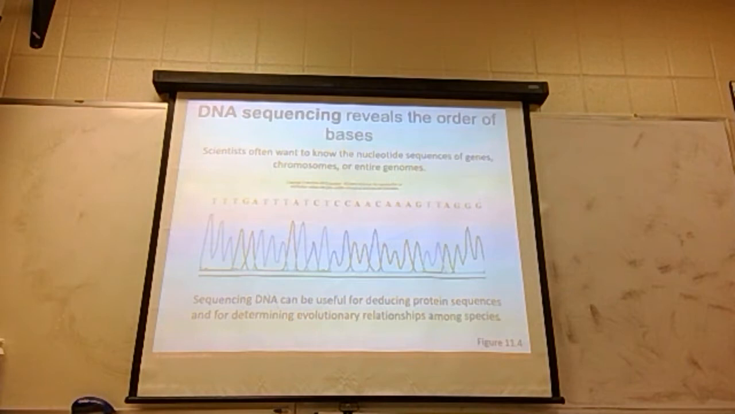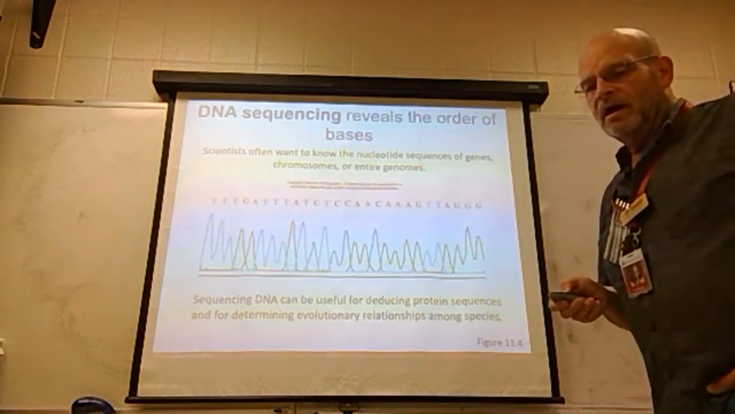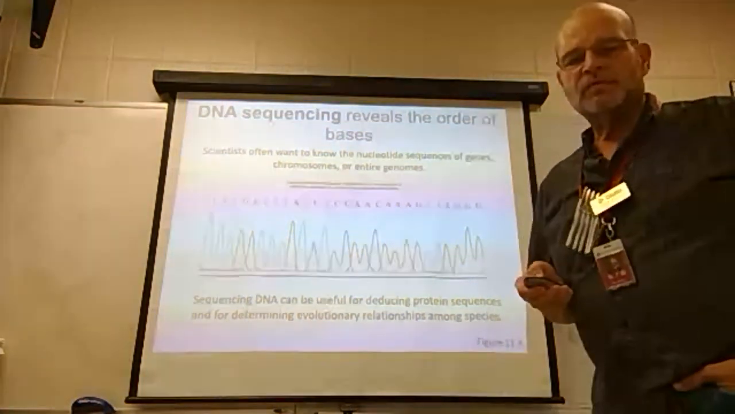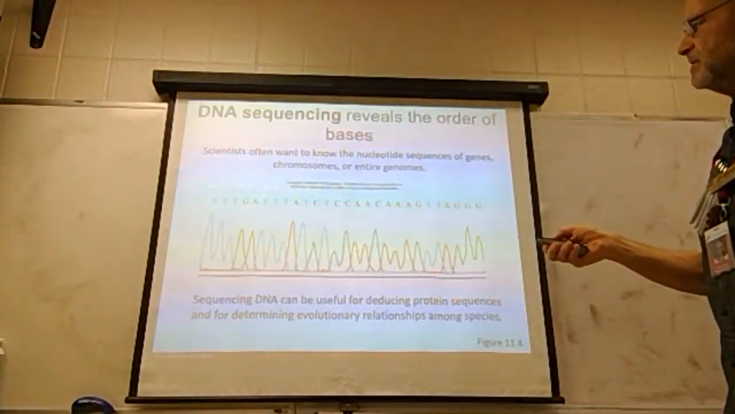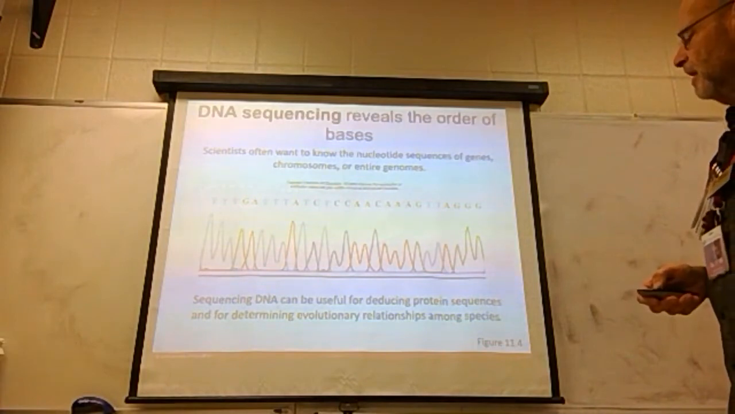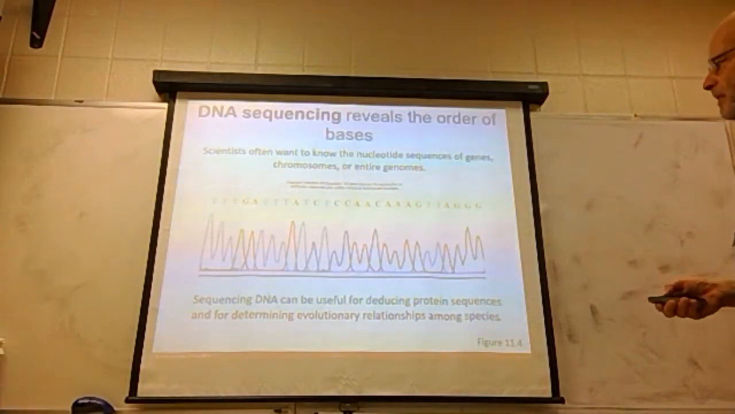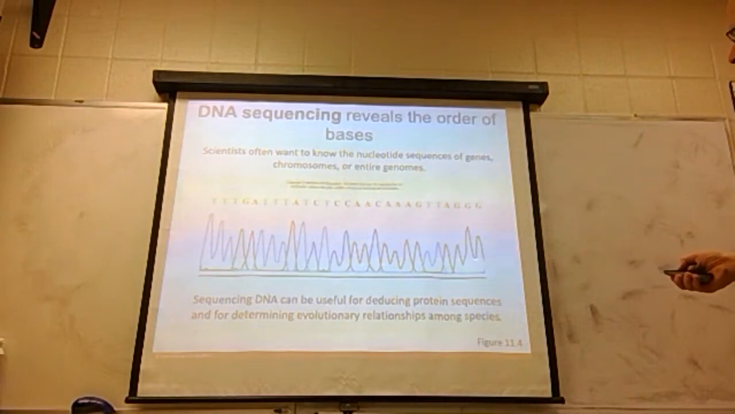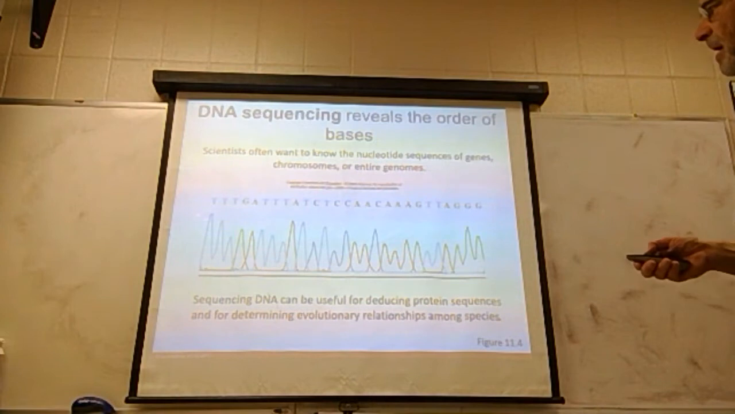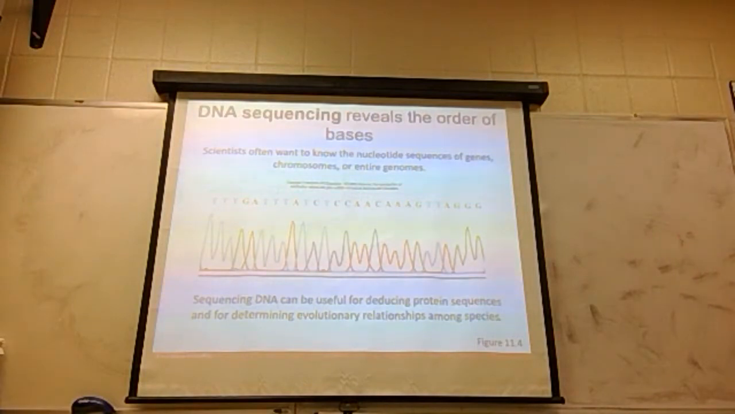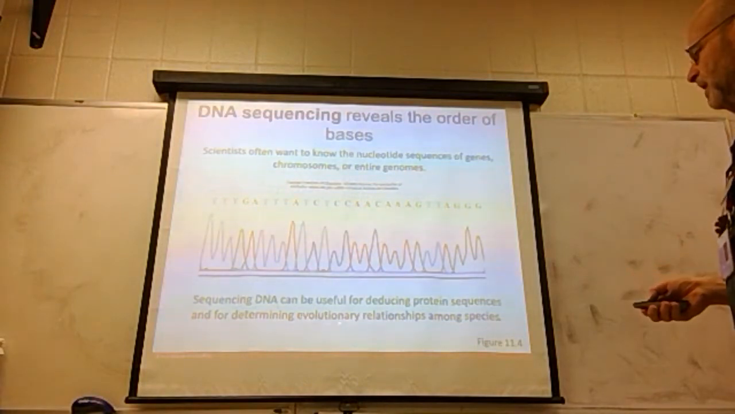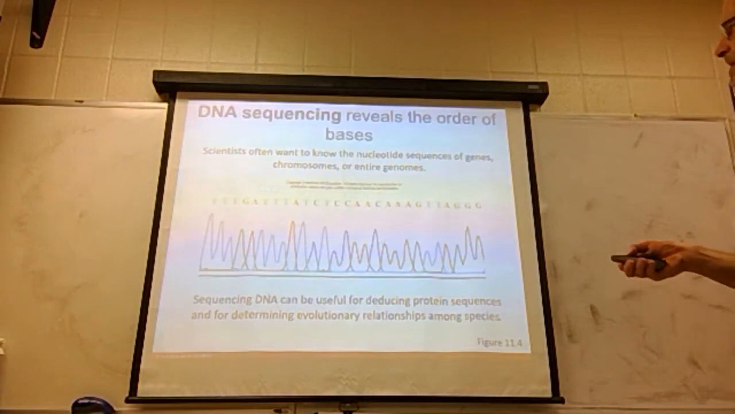DNA sequencing reveals the order of the bases. When we talk about the DNA sequence, what we are talking about is the series of bases, the A's, the C's, the T's, and the G's that make up that particular strain of DNA. You'll notice here a peak chart showing the different bases. This is what you're more commonly going to see, the A's, C's, T's, and G's. It's useful for deducing protein sequences and for determining evolutionary relationships among species.